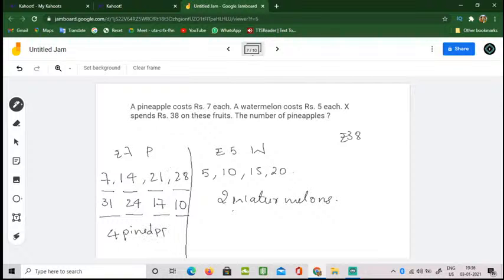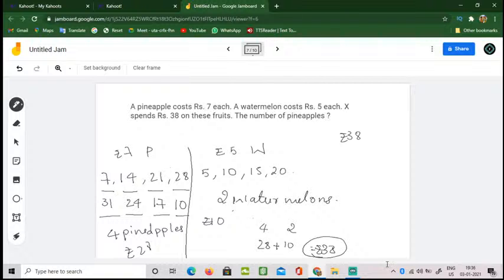Okay, he has spent 28 rupees plus 10 rupees. With the 10 rupees he bought the two watermelons, and with the 28 rupees he bought four pineapples. And if we add 28 plus 10, we get 38. That is the total amount. He has spent all his 38 rupees in buying four pineapples and two watermelons.